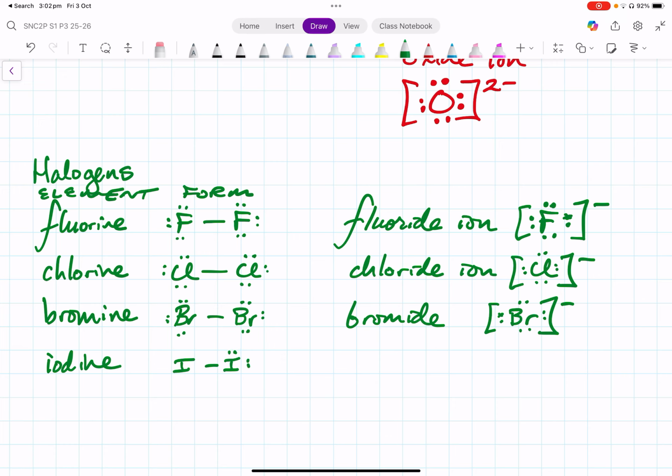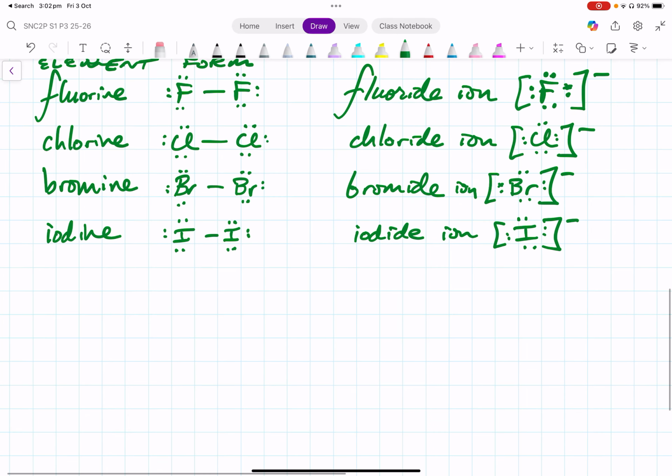So these are the halogens. And the iodide ion is an I with the 8 electrons around it. So for nonmetals, you always want to show the 8 electrons around, square brackets, and a negative. For molecules, for Lewis dots, you show the lone pairs.